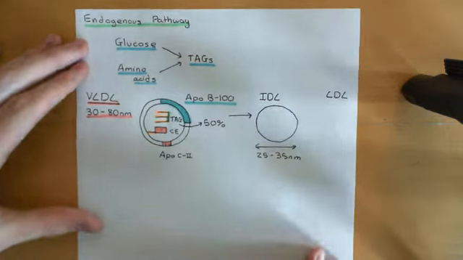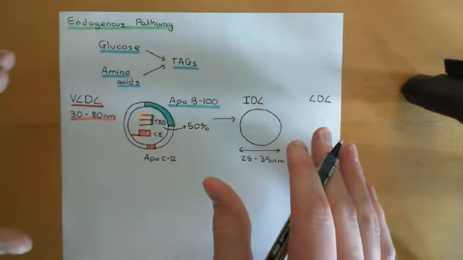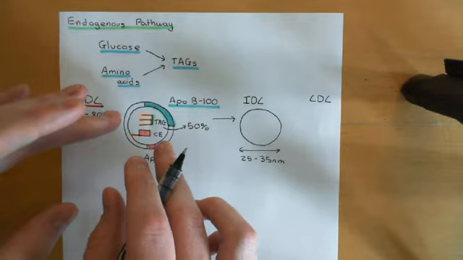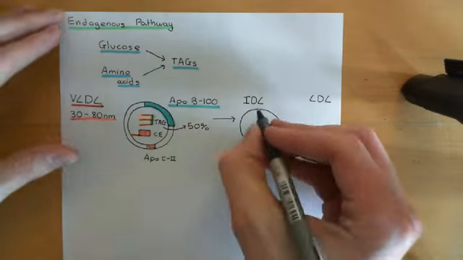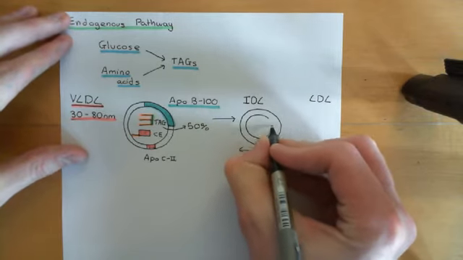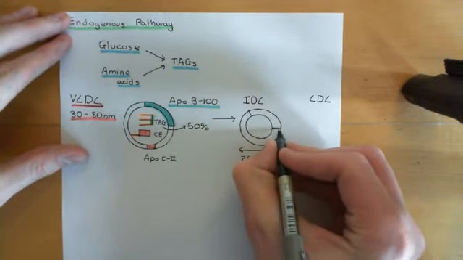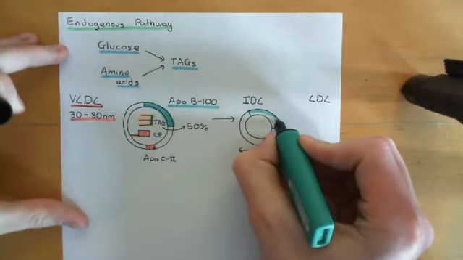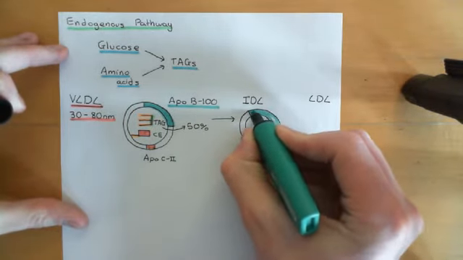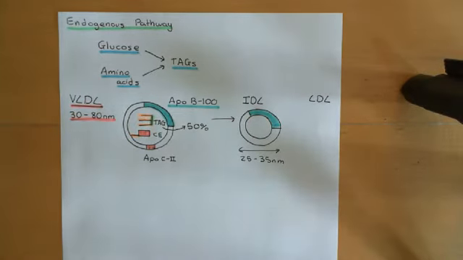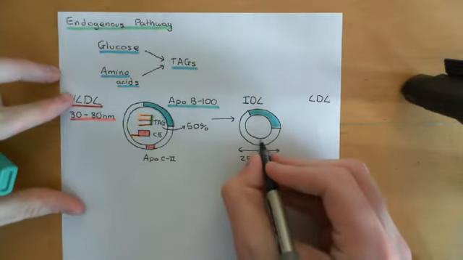The major thing that distinguishes IDL from LDL is that IDL will still have more apolipoproteins than just the apolipoprotein B100. So let me draw this here. You will obviously still have the apolipoprotein B100, but you won't yet have lost all other apolipoproteins other than that one. To become an LDL, you have to have lost all other apolipoproteins other than the apolipoprotein B100.